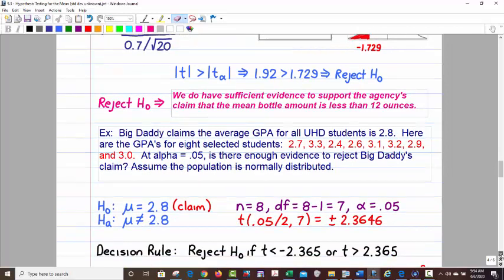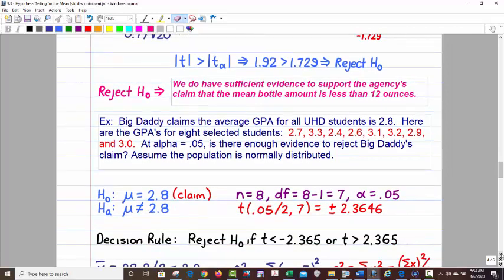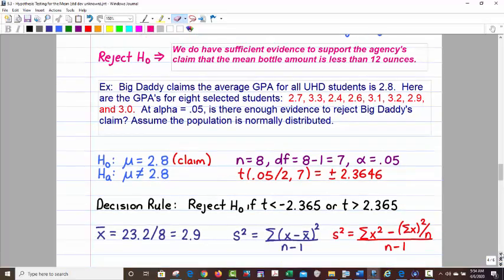Now, sometimes you might see these smaller samples give you the individual data values. So here's another GPA problem where the claim is that the mean for all UHD students is 2.8, and they're actually giving you the 8 GPAs. So what happens here is we're supposed to calculate the sample mean and the standard deviation. It's not that big of a deal. It just does require a little extra work. But it's not bad at all if you're using the TI calculator.